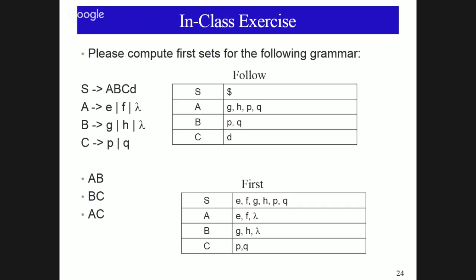So here's how you set up the table. We first take our first set, right? So first take our first set and try to map into the rules. So let's do C, because that's easy. C has two rules, P and Q.